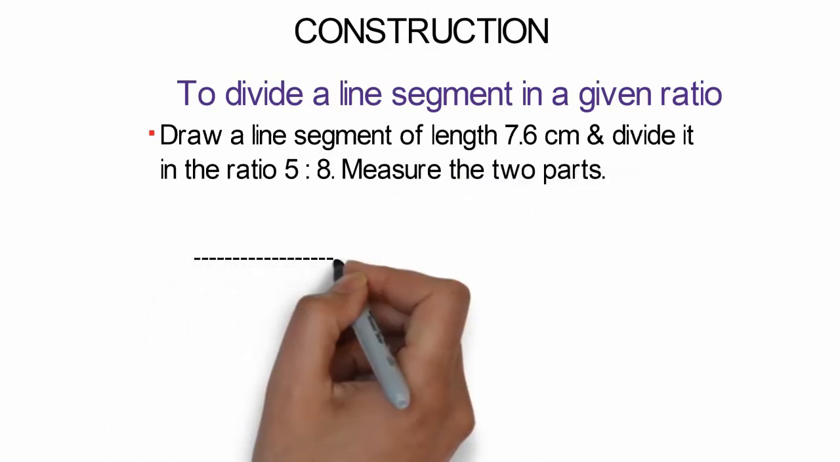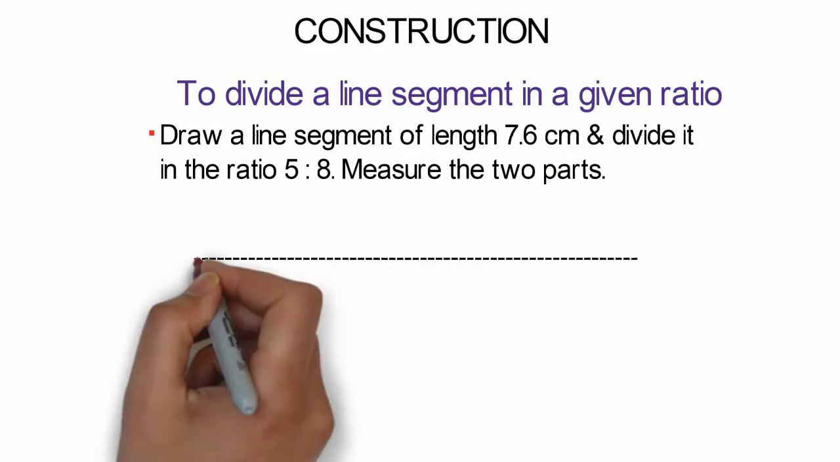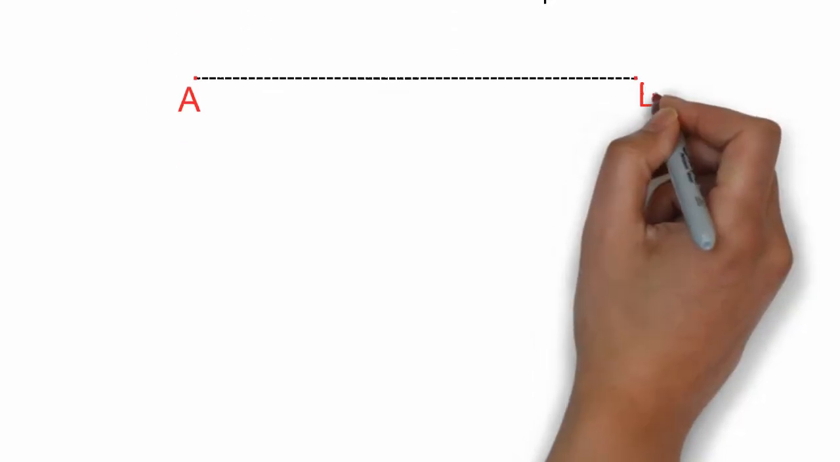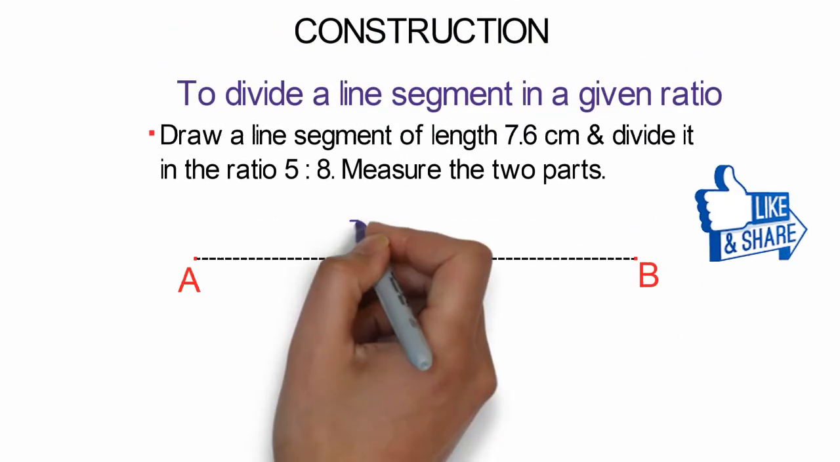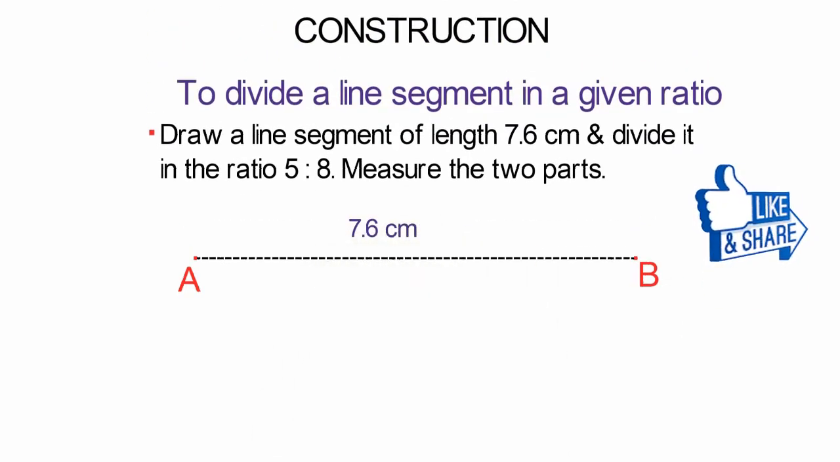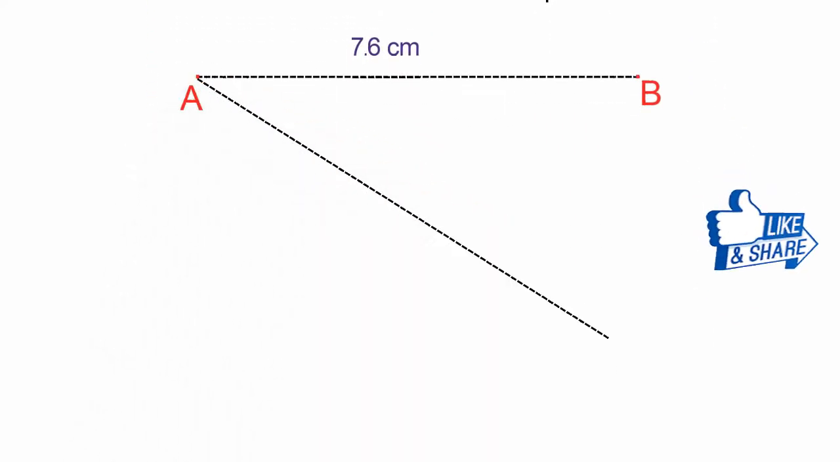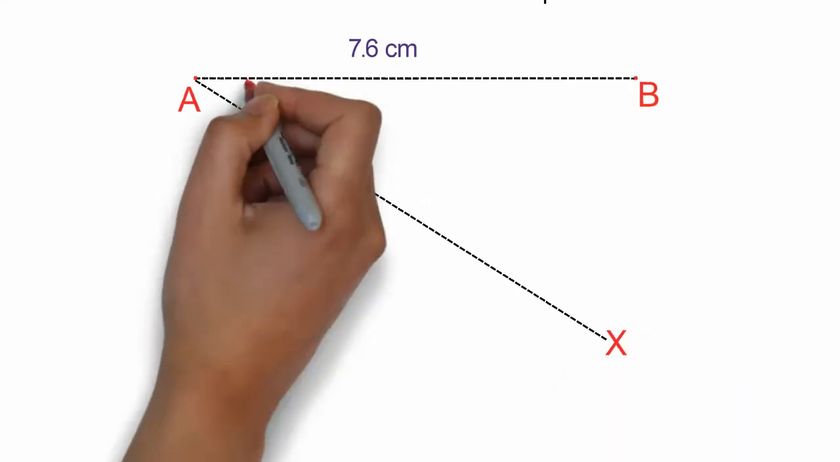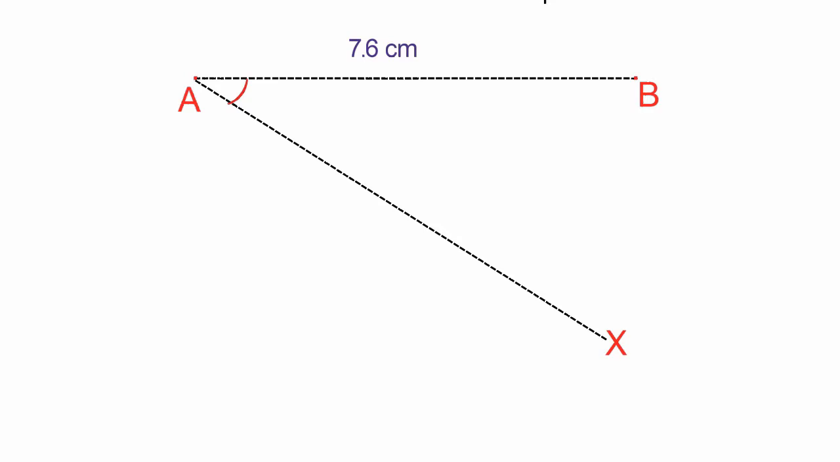First of all, we're going to draw a line. Let the name of the line segment be AB. The measurement of this line is 7.6 centimeter. Using the scale you have to draw. Then draw a line making an acute angle at the base of this line. This is an acute angle. You can take an idea and then draw.